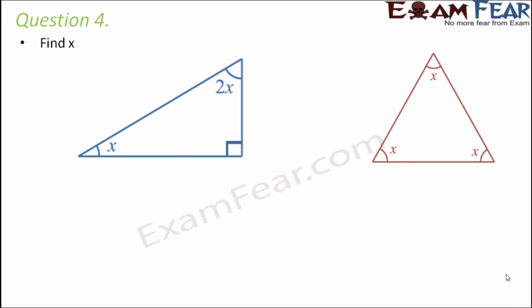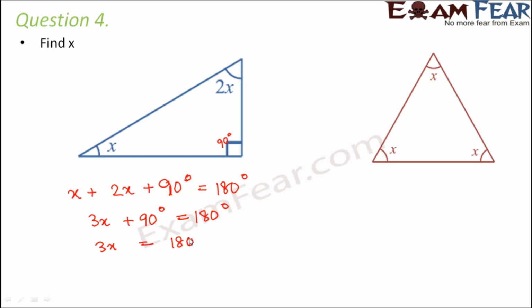Question number 4. Here also we have a triangle where this angle is given as 90 degrees. This is x and this is 2x. Here also we will say that the sum of three angles of a triangle is 180 degrees. x plus 2x plus 90 is equal to 180 degrees. So x plus 2x will be 3x plus 90 degrees is equal to 180 degrees, or 3x is equal to 180 minus 90, which is equal to 90 degrees, or x is equal to 90 degrees divided by 3. So 3 3s are 9, 0, therefore x is equal to 30 degrees.